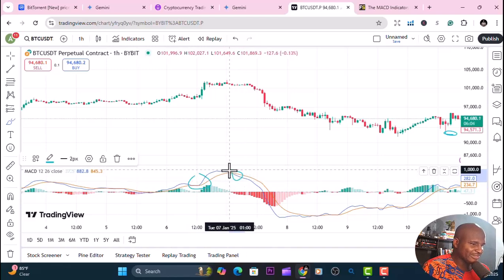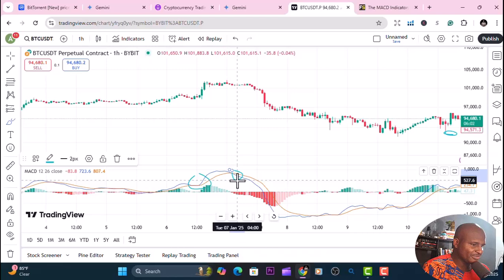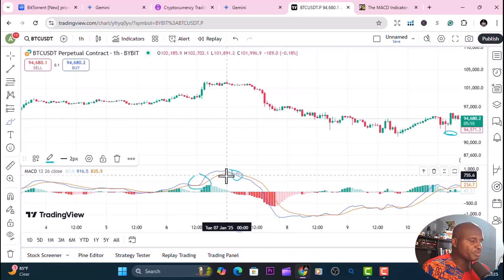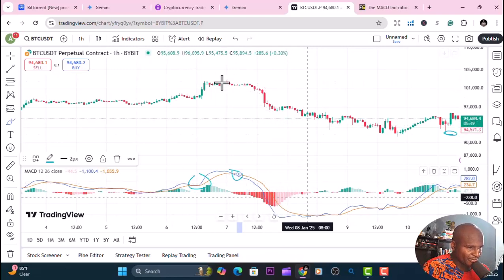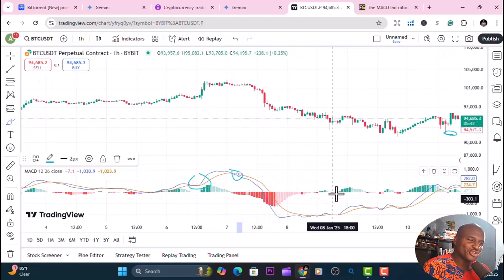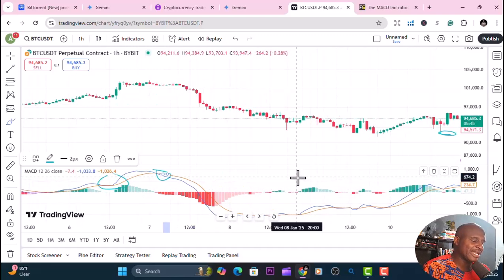The MACD line, within this side, don't mind my drawing. So within this side, you see that there was a crossover here too, whereby the MACD line crossed over down, and it brought the price down. So you see that if you understand the MACD line, you are going to do wonders with that.